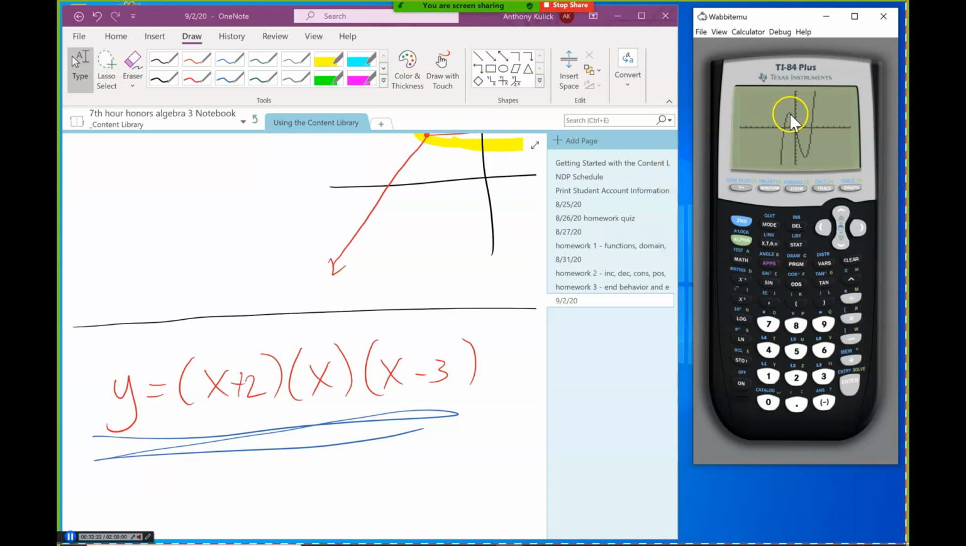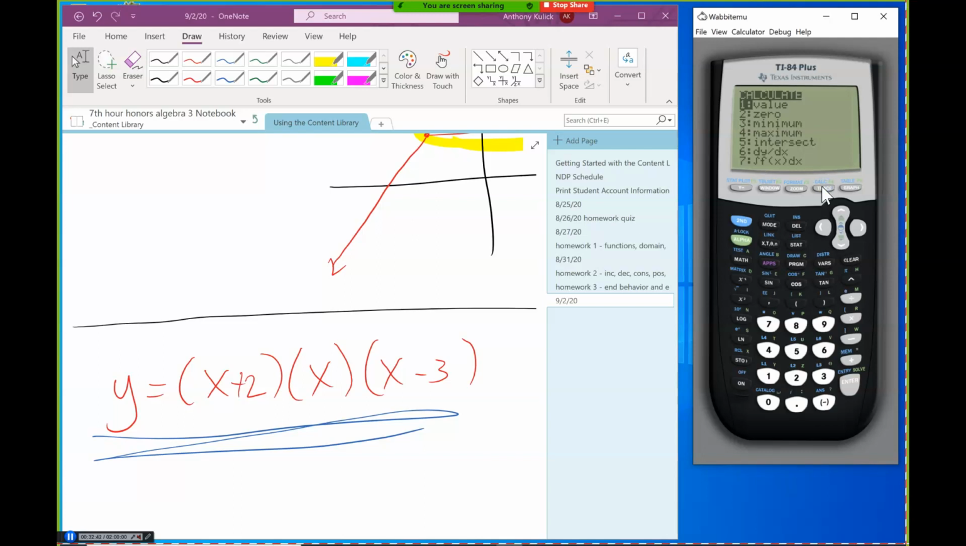Our maximum is here, and our minimum is there. Everybody agree with that? Okay. So what I'm going to do now is press second and the trace button. The trace button is right there on that top row of keys.